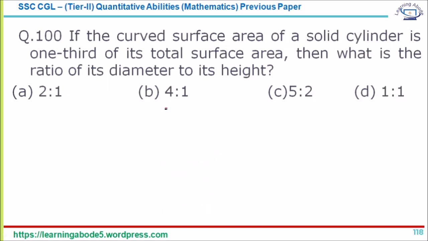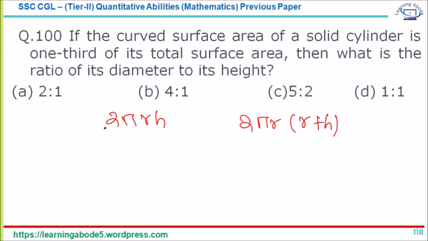Now the last question in this paper. If the curved surface area of a solid cylinder is 1/3 of its total surface area, then what is the ratio of its diameter to its height? So we know the formula. Curved surface area is 2 pi r h, and the total surface area is 2 pi r into r plus h.